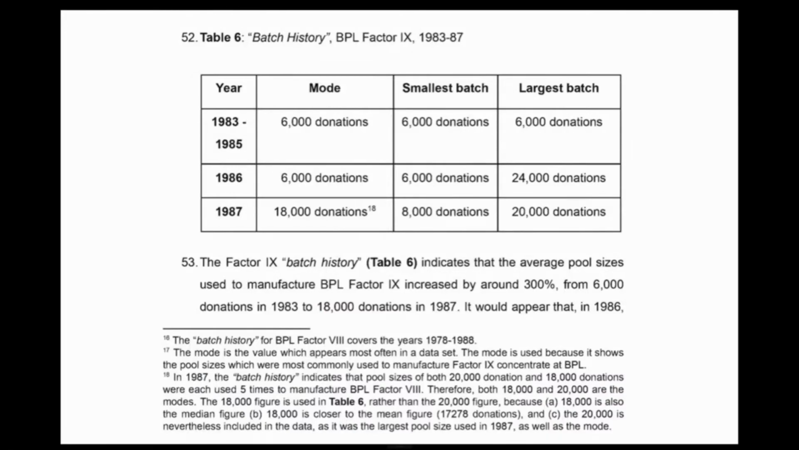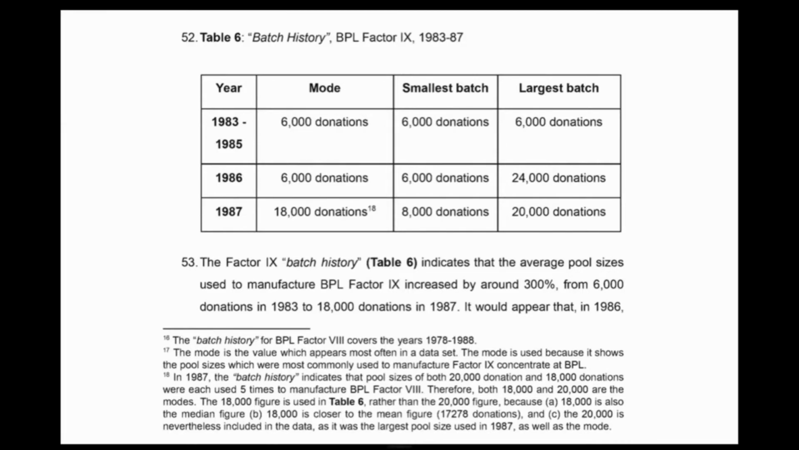Sorry, I've given you the wrong reference again. Sorry, Sally. INQY 40345. This is paragraph 52 in the table that is shown there. The best that we're able to do with the information that we have about the size of factor 9 pools at BPL from 1983 to 1987, we can see that the figures there contain the smallest batch, the largest batch, and the mode figure, which is the figure that appears most often.